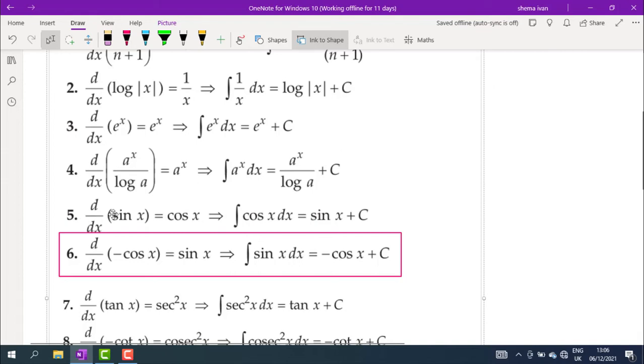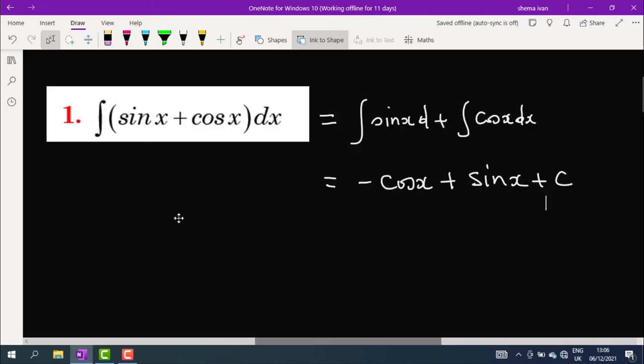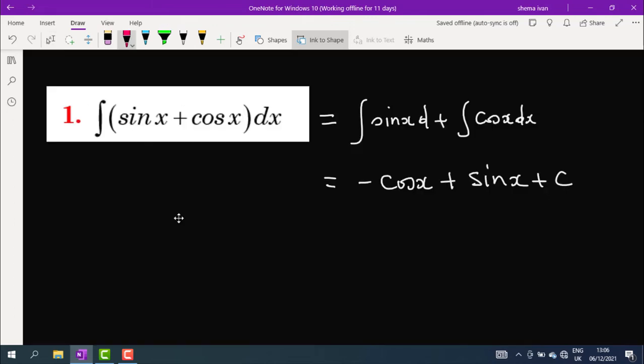The same here on sine. When you integrate cosine, you get sine, but when you differentiate sine x, you get cosine. Because of this inverse process of differentiation and integration, it's why you write this. The reason why we get this answer like this.